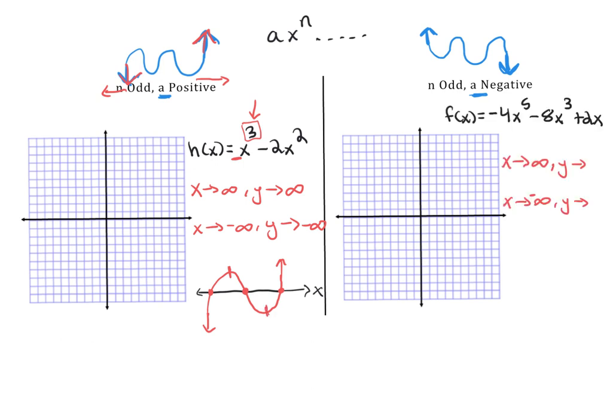And then here's another polynomial. It's still an odd exponent, but a negative leading coefficient. So now if we want to answer end behavior, as x goes to infinity, y goes to negative infinity. And as x goes to negative infinity, y goes to positive infinity.